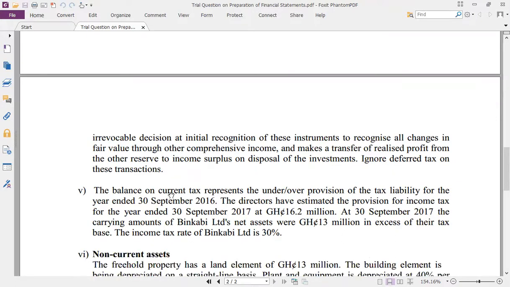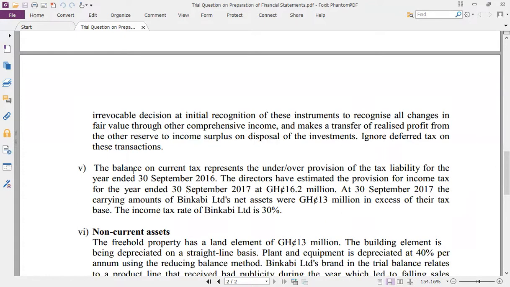Okay, what happened is the balance on the current tax, that's note 5. The balance on the current tax represents the under or over provision of tax liability for the year 2016. The directors have estimated the provision for income tax for the year ended 30th September 2017 at 6.2 million. As of 30 September 2017, the amount of Binkabish Limited net assets were 30 million in excess of their tax base. The income tax rate of Binkabish Limited is 30%.